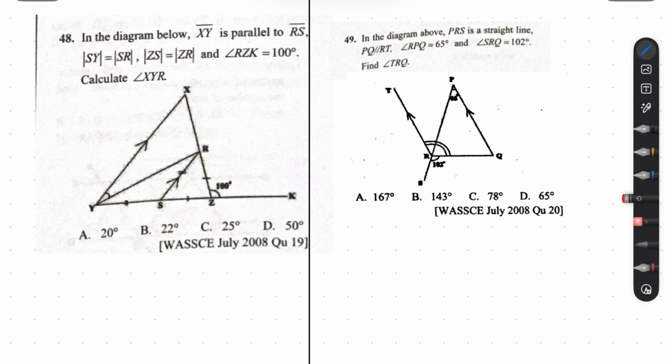Cool. So here we are trying to find x, y, r. This angle right here is what you're trying to find. Now, we know that this line and this line are the same, so that means the angle here and the angle here will be the same.